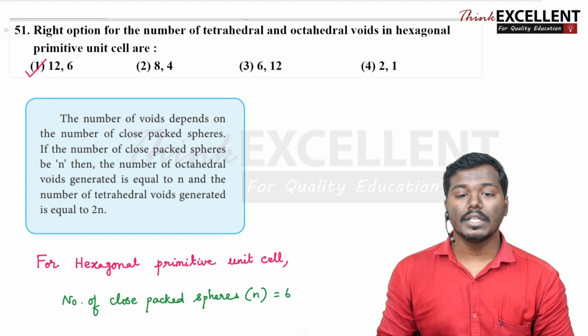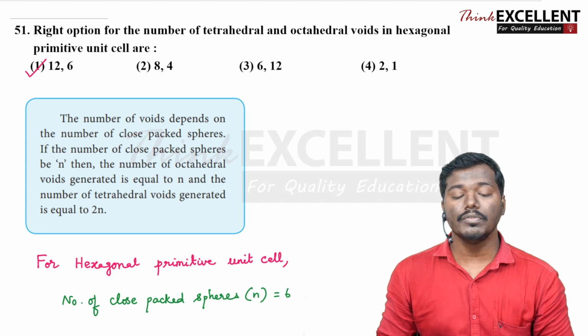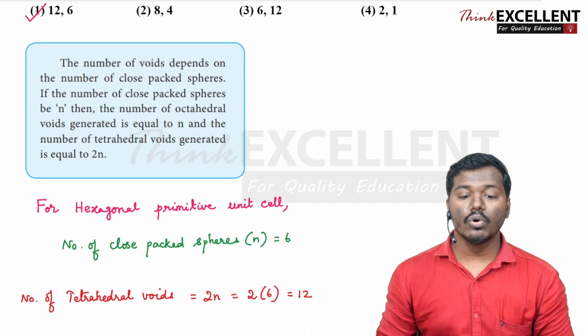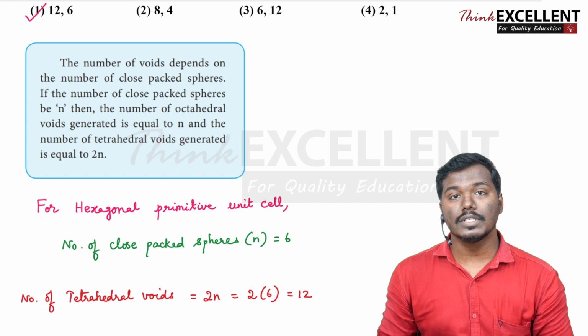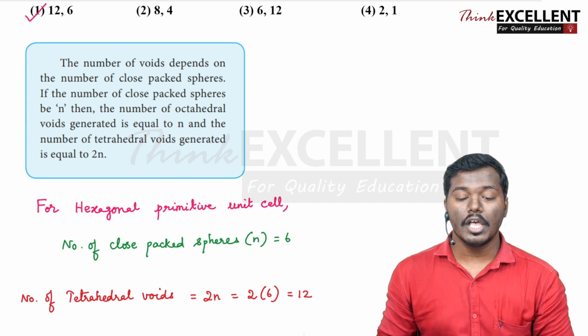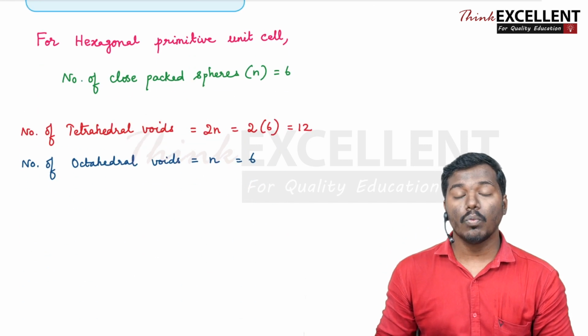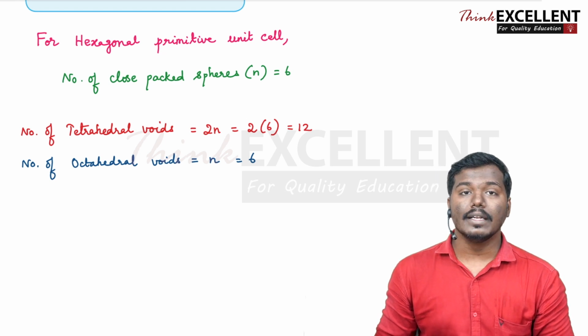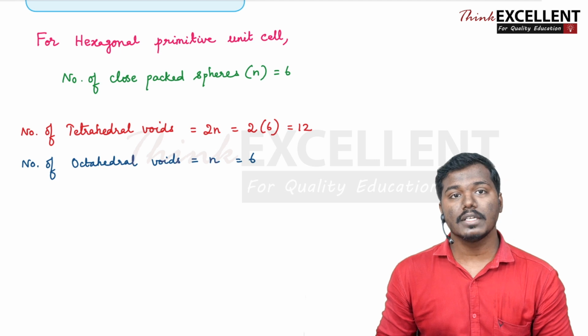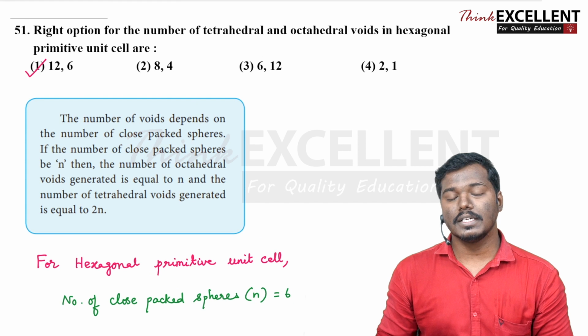In this question, they have asked about the hexagonal primitive unit cell. In a hexagonal primitive unit cell, the number of close packed spheres is equal to 6, that is, n is equal to 6. So the number of tetrahedral voids is equal to 2n, so 2 into 6, that is 12, and the number of octahedral voids is equal to n, so n is equal to 6. So 12 comma 6 is the answer.